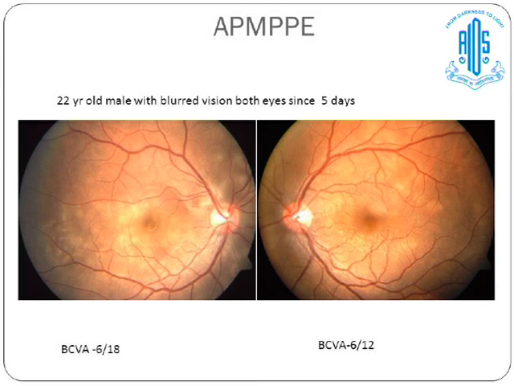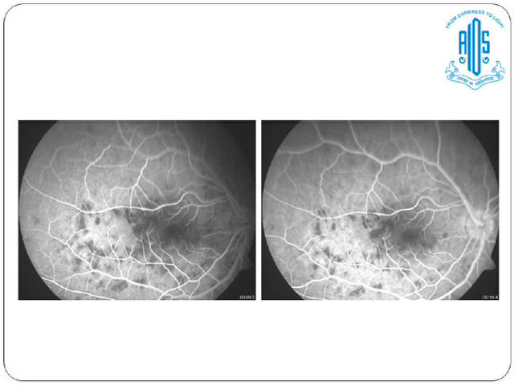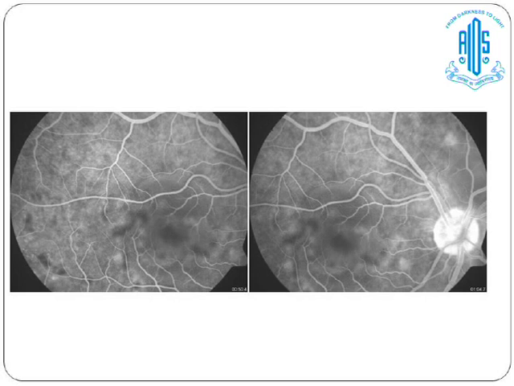And this is one more similar disease, APMPPE. This is a 22-year-old male with blurred vision in both eyes since 5 days. In angiography, in all inflammatory diseases, there is initial hypofluorescence due to the retinal edema. And in the late phase, there is an increase in pooling and leakage. Pooling in the neurosensory detachment is due to the presence of fluid, and leakage means early hypofluorescence followed by late hyperfluorescence.